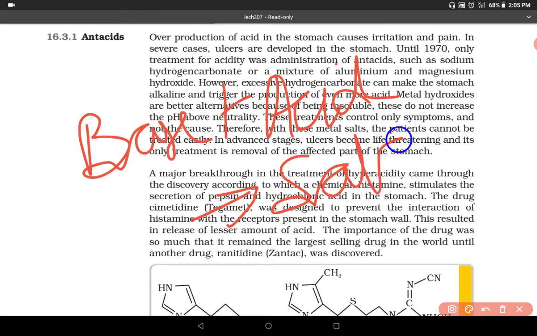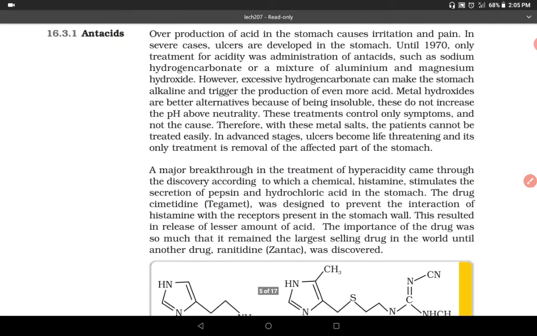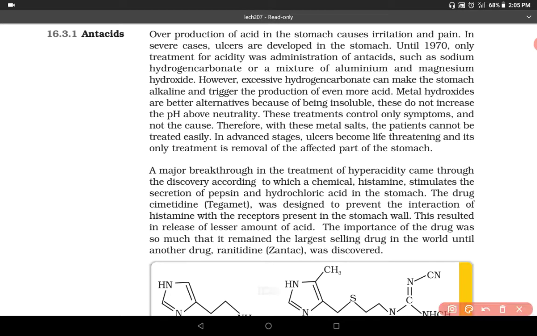It means it decreases the acidity. That's why they are using antacids. There is no big thing here, no drug reaction happens. Only the bases are given to the patient to cure the acidity. It's a simple thing. However, excessive hydrogen carbonate can make the stomach alkaline.